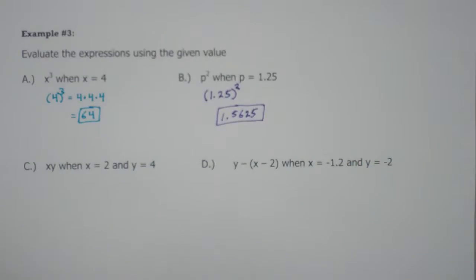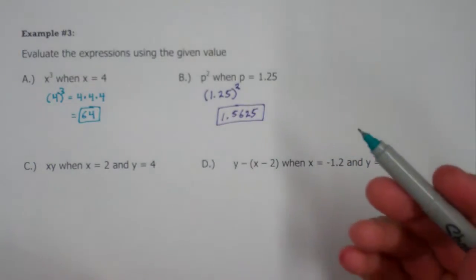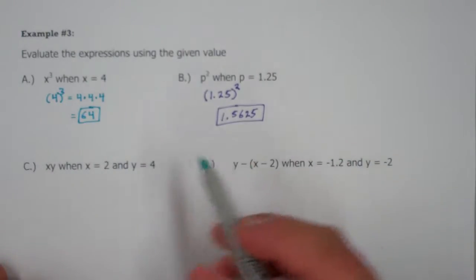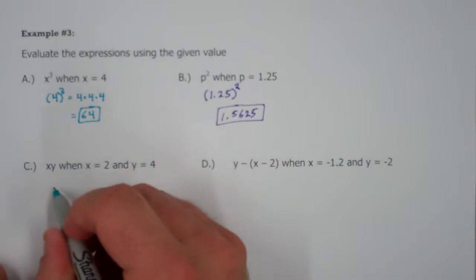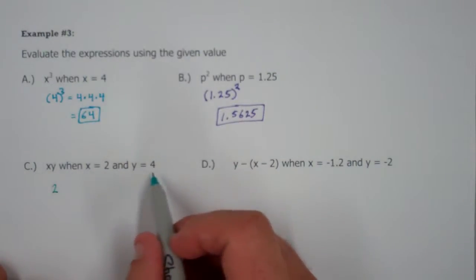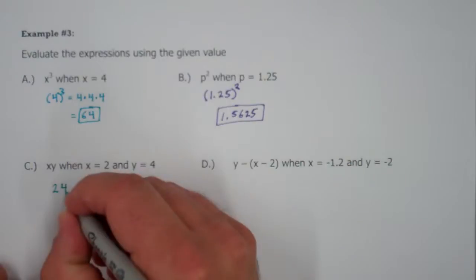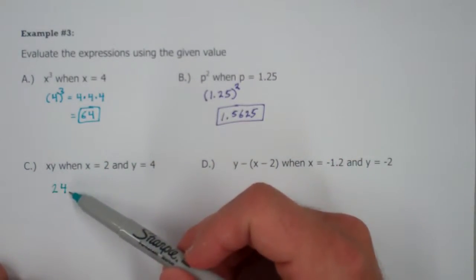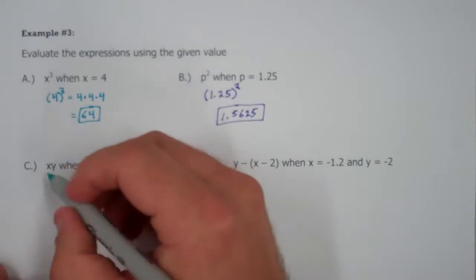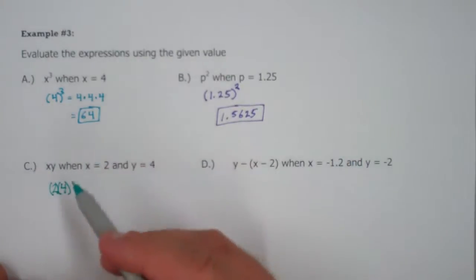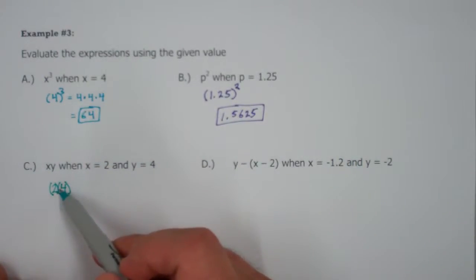In the next problem, we've got x times y when x is equal to 2 and y is equal to 4. Even though there's two variables in this problem, we can still use substitution to help us out. So this x is going to come out. We're going to replace that with a 2. And then we've got a y here being 4. This is a problem for us if we don't use parentheses. You could use parentheses around both the 2 and the 4 if you wanted. That would kind of look like this. And now we know that we're indicating multiplication.